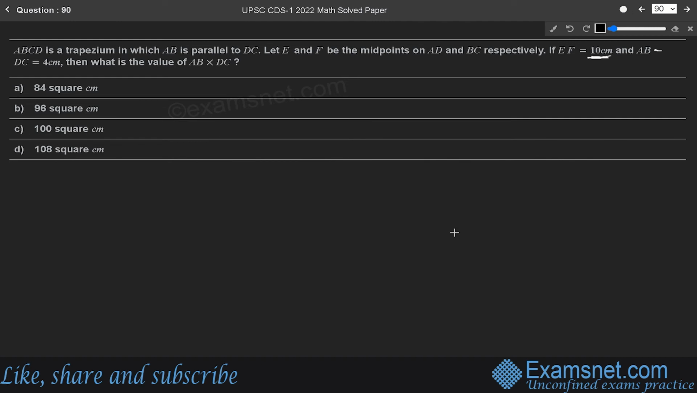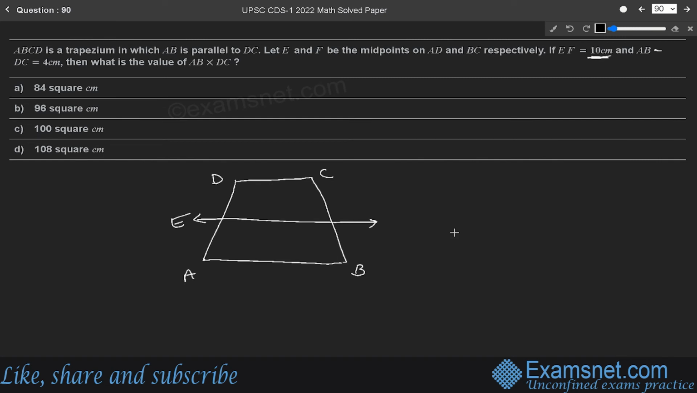So for this particular question, first let us make the diagram here. It is given that ABCD is a trapezium. It means that we have to make the required trapezium. So let this be the required trapezium, and AB is parallel to DC. It means that this will be AB and this will be DC. Also, E and F are the midpoints on AD and BC. It means that E and F are the midpoints here. So I hope this question is clear to you by looking at the diagram. Now let us come to the solution of this question.